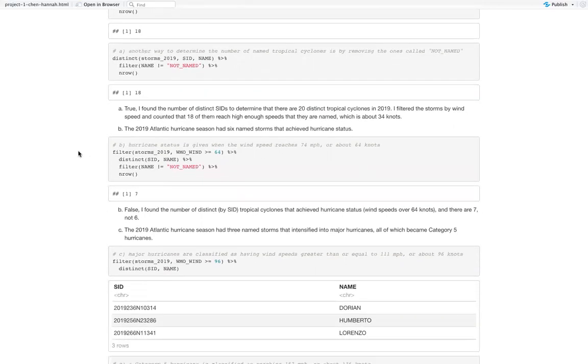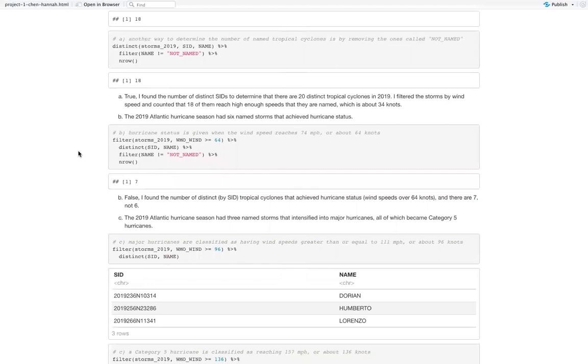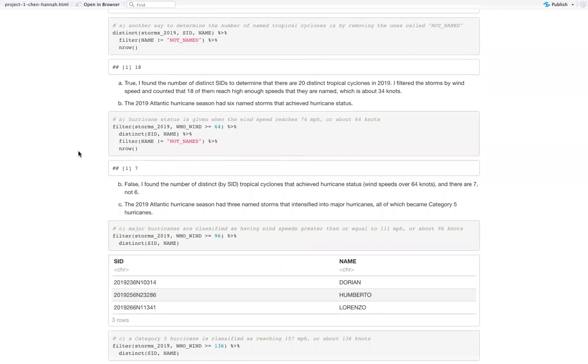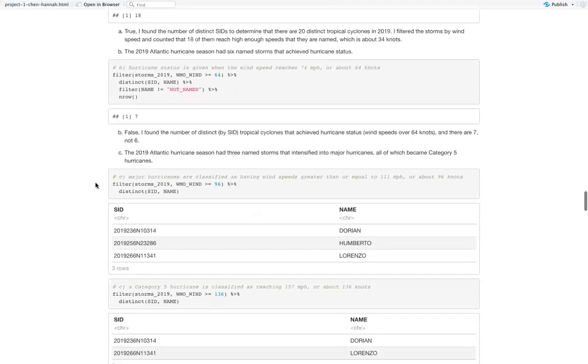And then for B, we're trying to see that there are these storms that achieved hurricane status, which is defined as above 64 knots. So I first filtered that, and then I actually eliminated the ones that are not named, and I got 7 storms. So instead of 6, which means B is false.